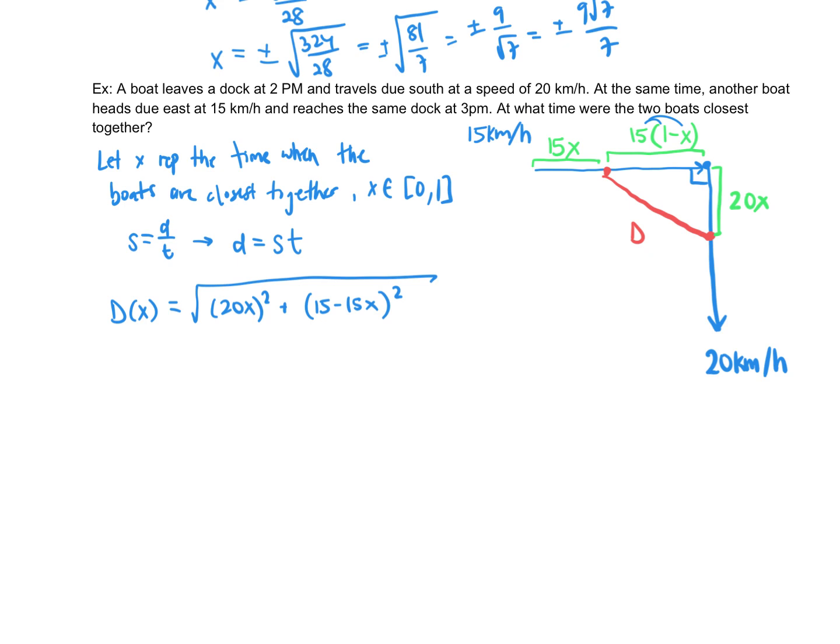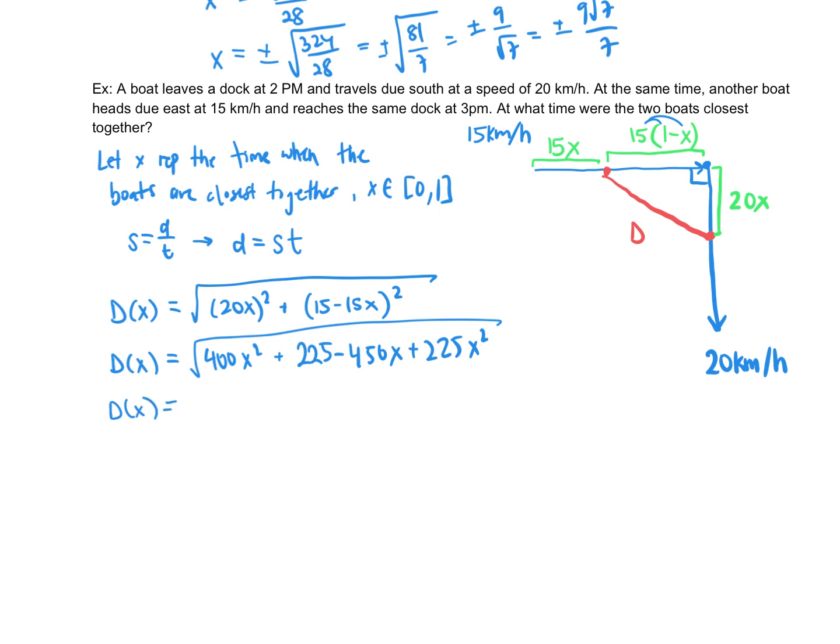But before I find my derivative, I am going to clean this up a little bit. So (20x) all squared is 400x squared. And then I'm going to do the distributive property on 15 minus 15x times itself. So that's 225 minus 450x plus 225x squared. All of that is square rooted. Collect some like terms, and I have 625x squared minus 450x plus 225.